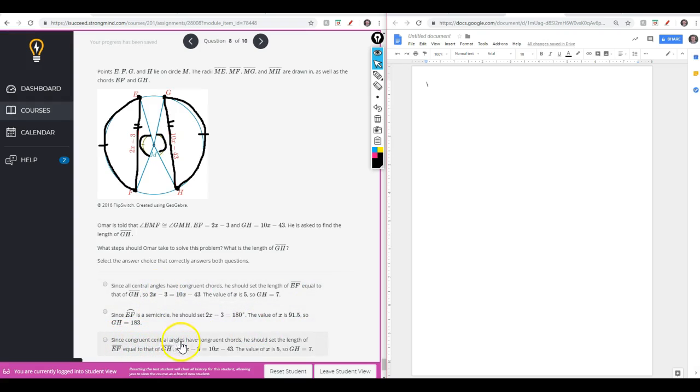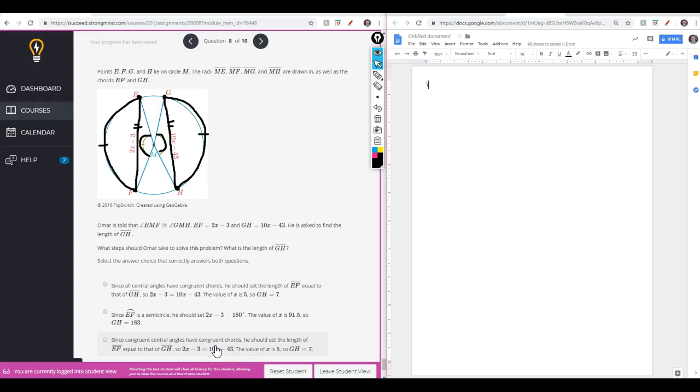Since the congruent central angles have congruent chords, he should set the length of segment EF equal to segment GH, which is 2x minus 3 equal to 10x minus 43. I feel like this is a duplicate.